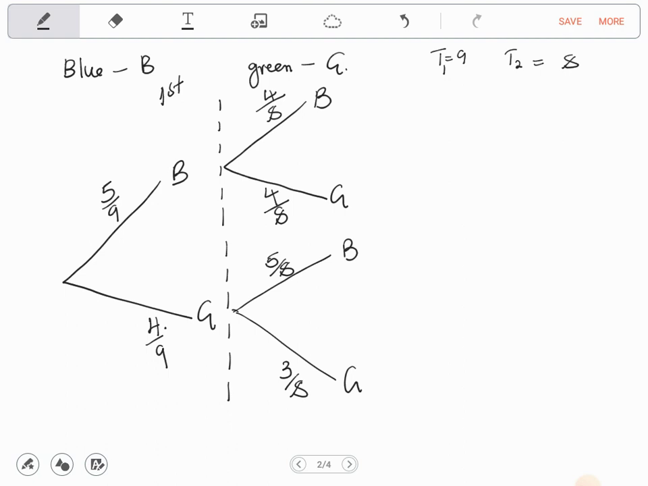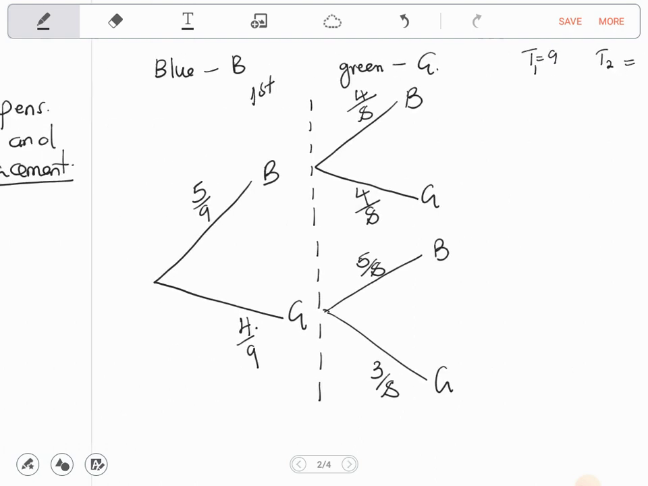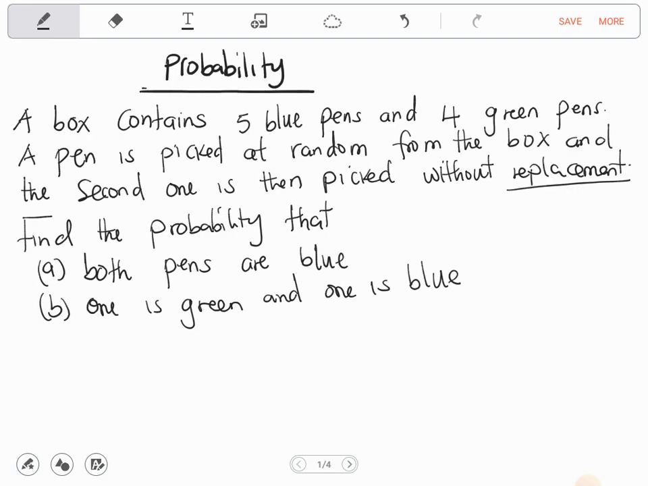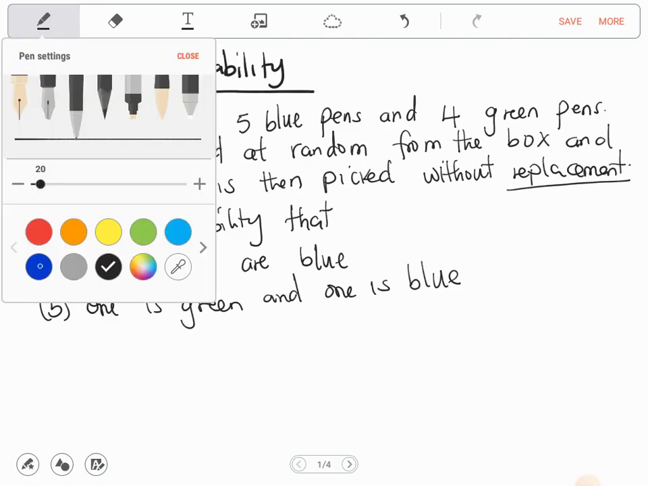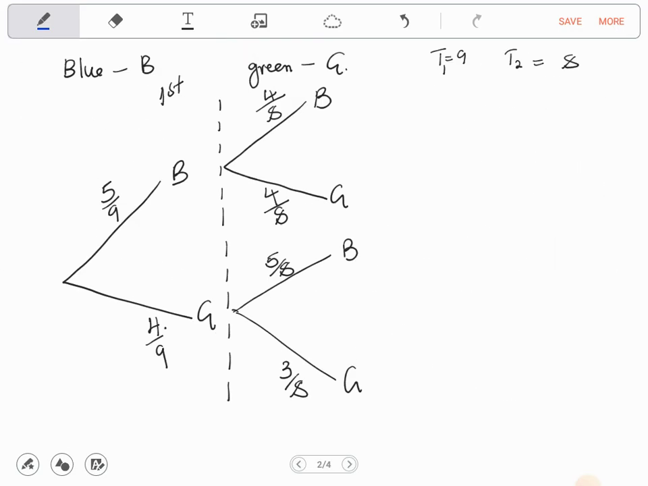They haven't told us to draw the tree diagram. We're just helping ourselves. So you discover that this is the tree diagram that we have. Now, both pens are blue. The word both here is telling us that we multiply the first outcome and the second outcome. So both being blue is the probability of blue multiplied by the probability of blue. This one is coming from the first selection, this one is coming from the second selection.